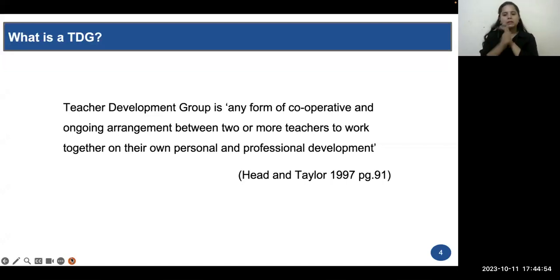Many times, these teacher development groups are also called by some different names. For example, teacher clubs, teacher associations, teacher networks, teacher study groups, teacher learning network. There are lots of names for teacher development group.